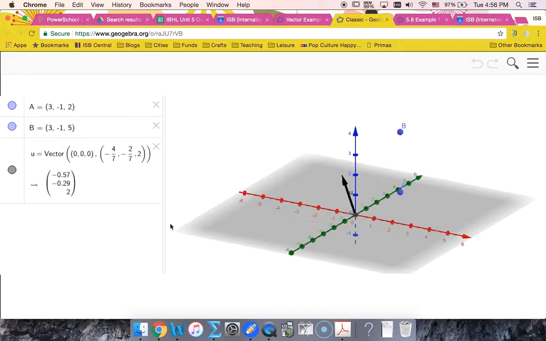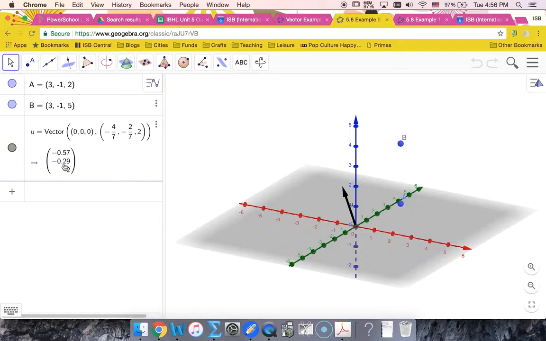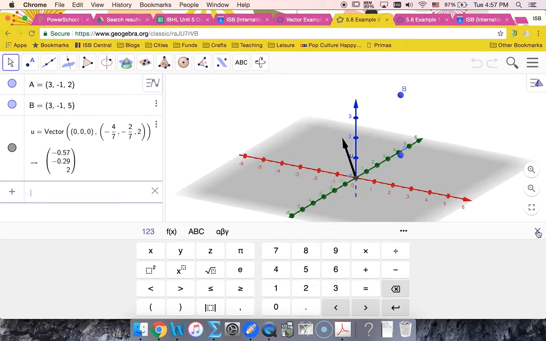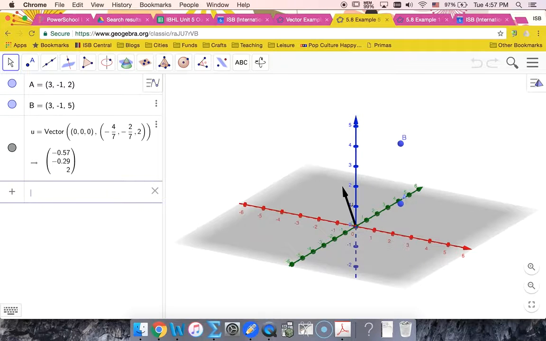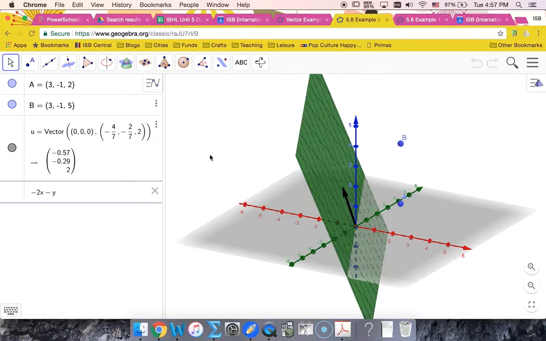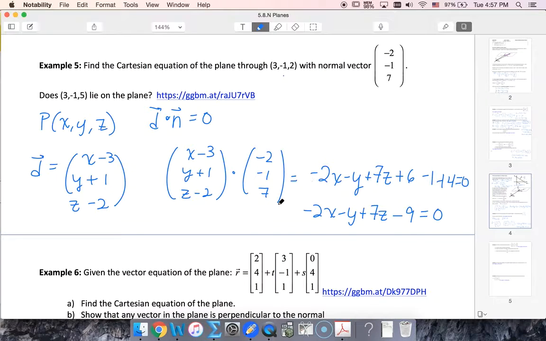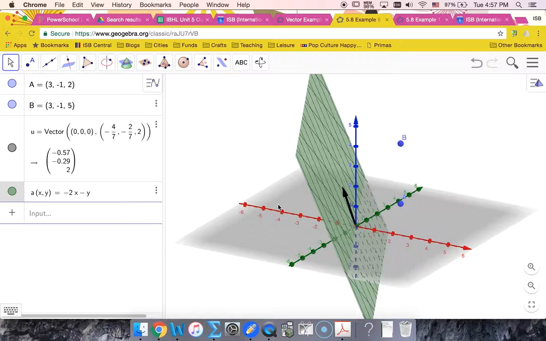So here is my point that I was given, and then here's my normal vector. I just made it a multiple of it to make it smaller. So I did 2/7 to make it smaller. So there's my normal. Here's my point. So I said that I thought the equation of the plane was -2x minus y, I believe. What did we say? Minus y plus 7z.